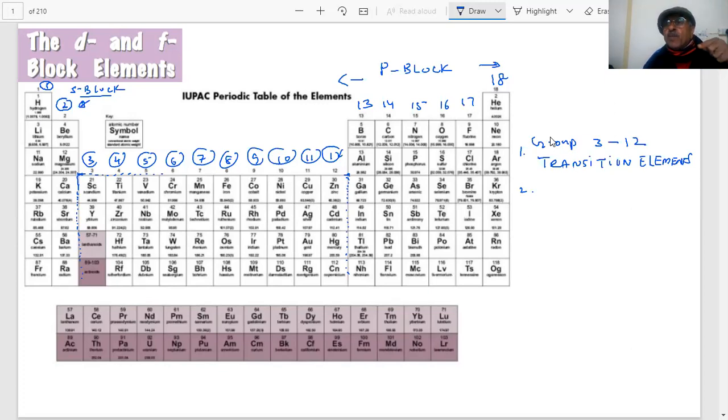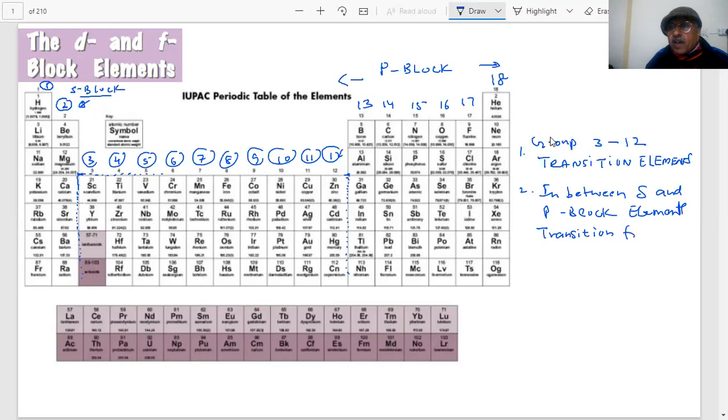One thing is clear: the elements which are lying between S and P block elements. Where are they located, students? They are in between S and P block elements. ठीक है? And that is why they are called transition. There is a transition from S to P, student. There is a transition from S to P block.